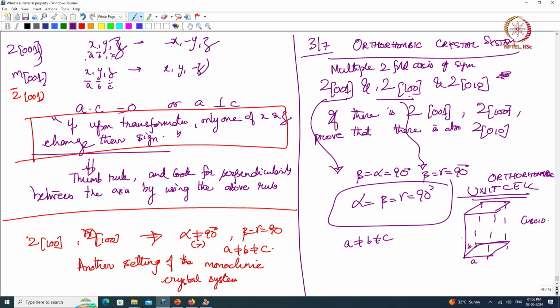So, where you have A, B, C, A not equal to B, not equal to C, but all the angles in this unit cell should be equal to 90 degrees, right. So, all the angles are alpha equal to beta equal to gamma equal to 90 degrees. Okay. Now, this is what is defined as an orthorhombic unit cell in a lot of textbooks, but this is a constraint that is imposed because I have 2 or more than 2 twofold axes of symmetry. Similarly, I can have 2 or more than 2 mirrors, right.